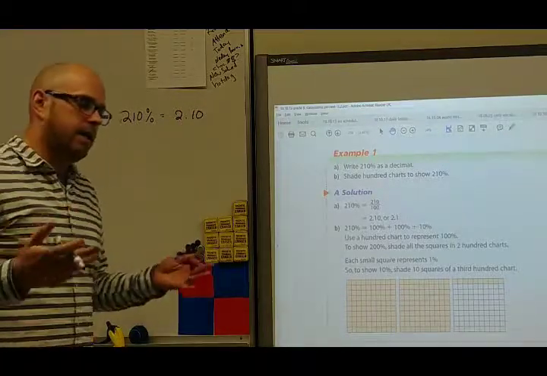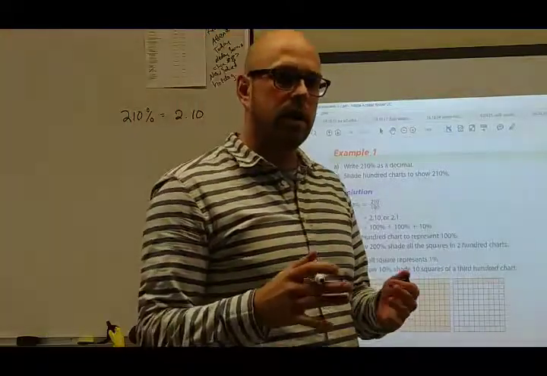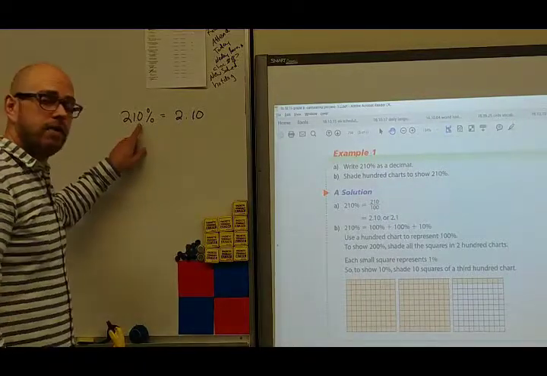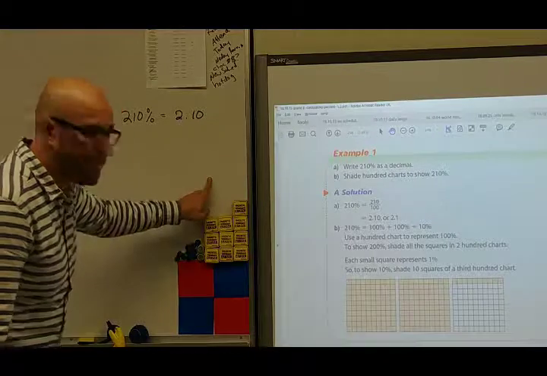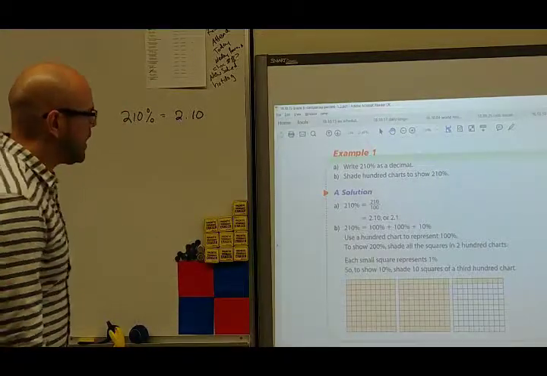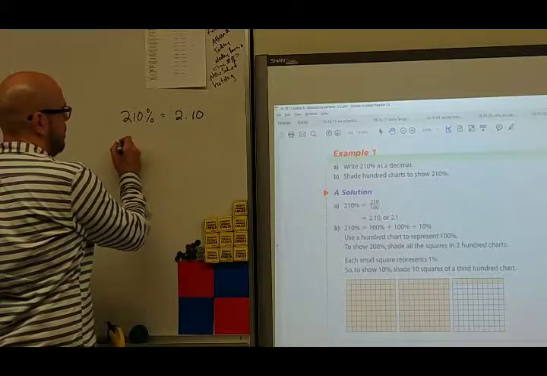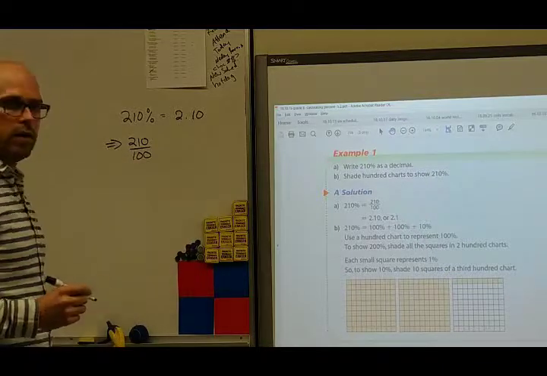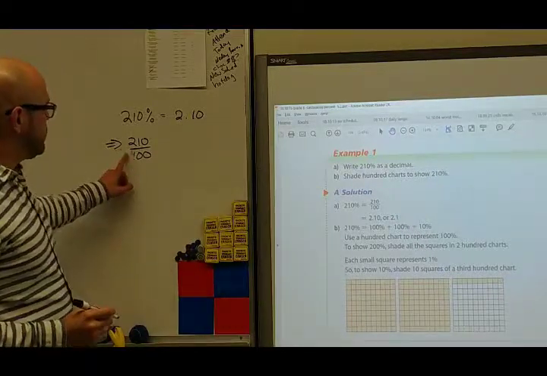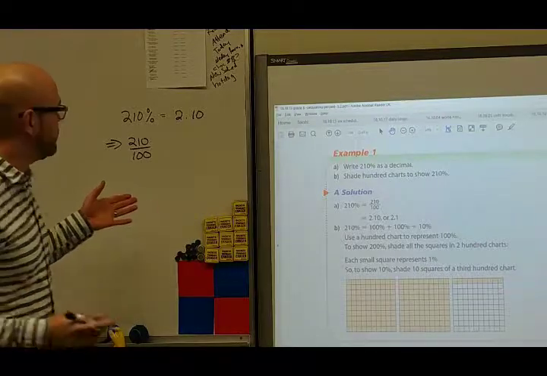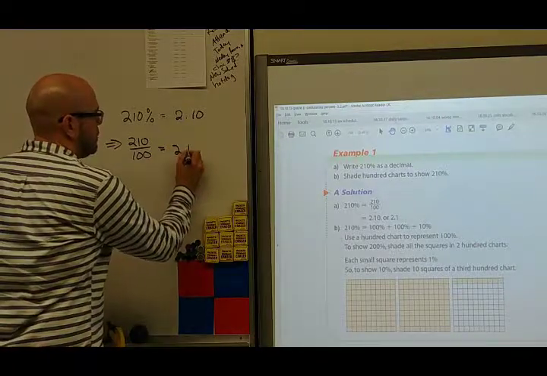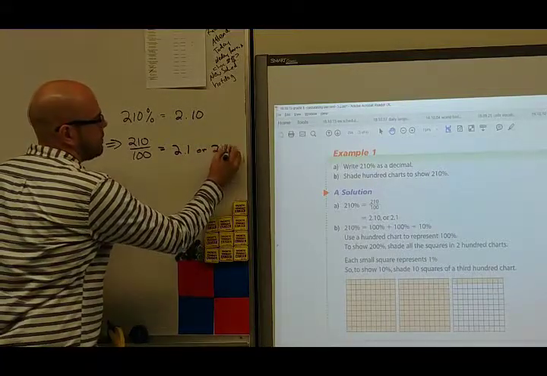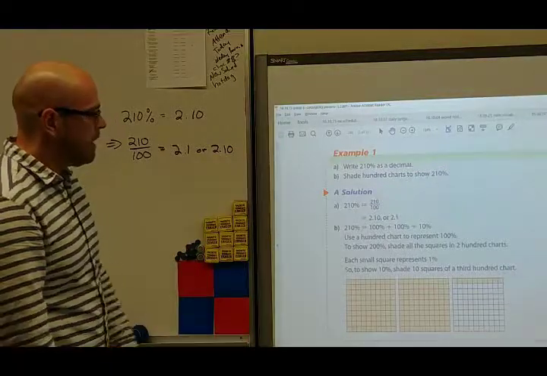Well, this is where you're like, yeah, I know how to move the decimal, but why does it work like that? Well, here's a couple ways to look at it. 210% is 210 hundredths, ending in the hundredths place. Or we could say 210% is the same as 210 over 100. When I take 210 and divide it by 100, and I can use my calculator for that, it's going to spit out 2.1, or 2.10. Same.